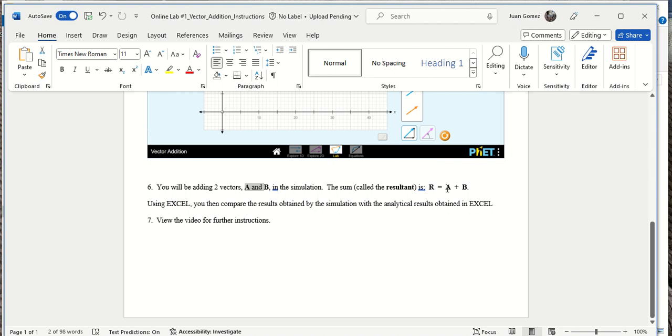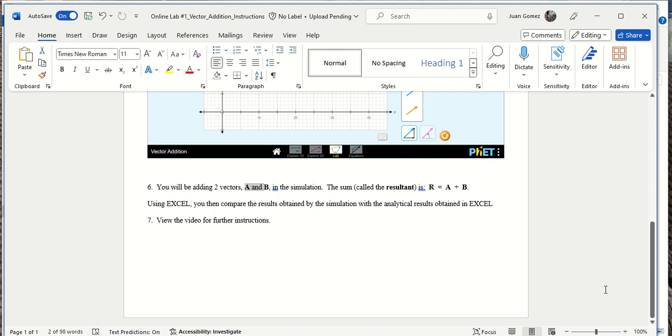Vectors A and B will make a certain angle with the horizontal, while the resultant vector will make an angle with the horizontal. And the resultant vector will have a magnitude, as A and B have magnitudes.